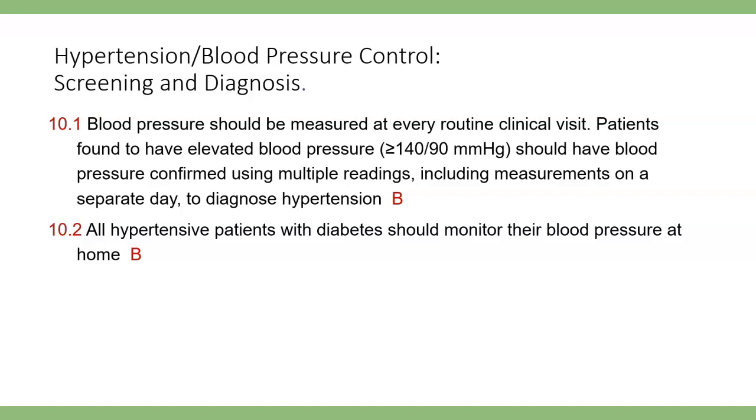So blood pressure needs to be checked at every visit. And right now, patients with elevated blood pressure greater than or equal to 140/90 should have it confirmed on multiple readings. So that just goes back to hypertension diagnosis. I know there's new guidelines out that say optimal is 120/80. We want it less than that. I get that right now. These are the 2019 guidelines from the ADA.